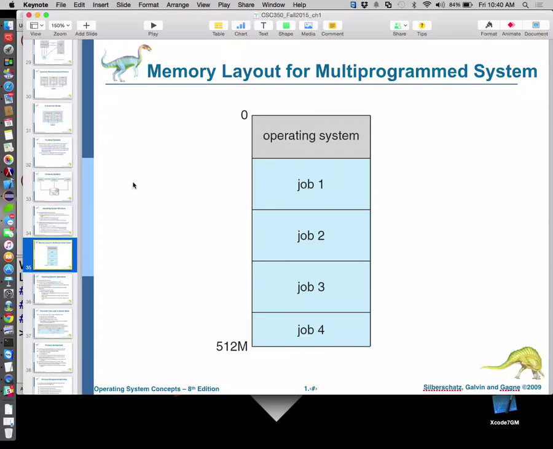Understanding that we have a finite amount of memory, right? We might think we have a big amount of memory in our computers today, 4 gigabytes, 8 gigabytes, whatever, but it's still a finite amount of memory.